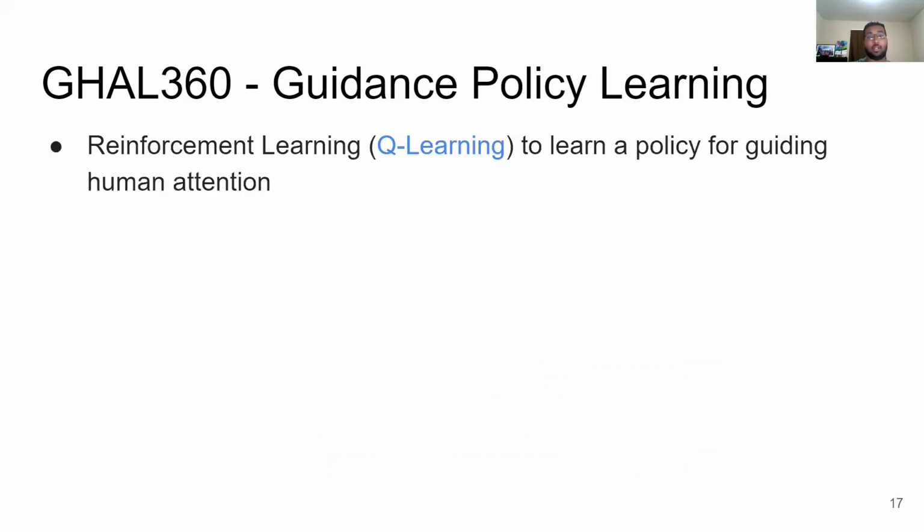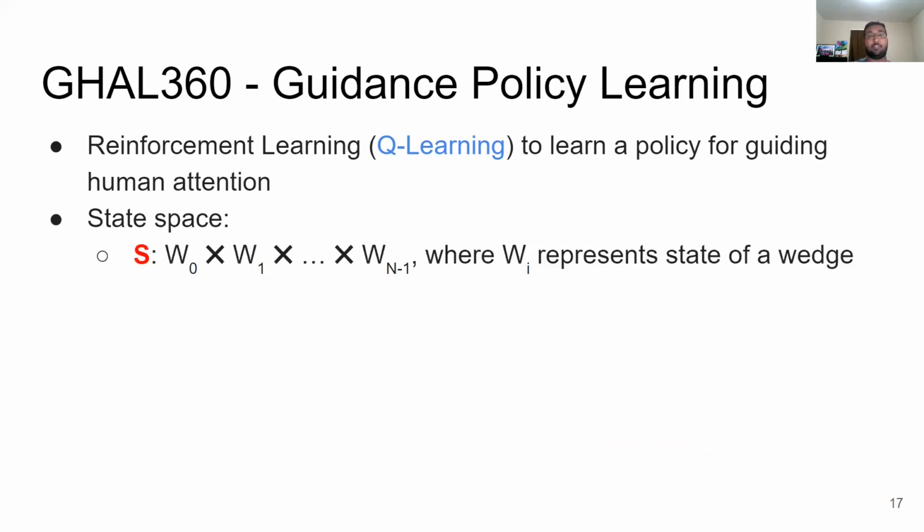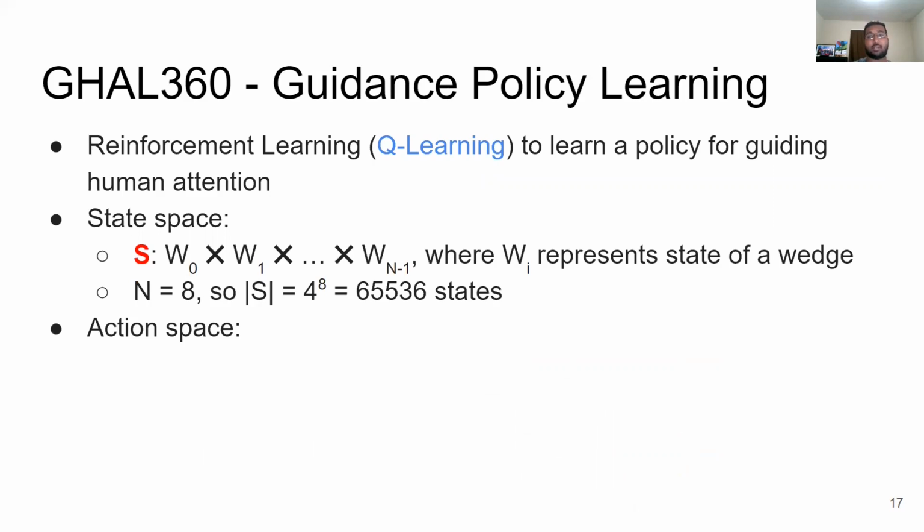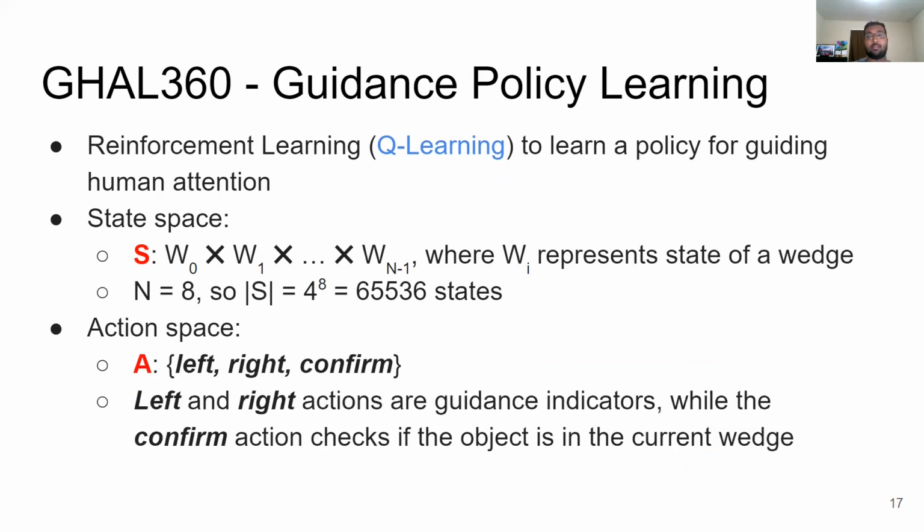We use reinforcement learning, specifically Q learning, to learn a policy for guiding human attention. The state space represents the state of every wedge. Since we have 8 wedges and each wedge can have 4 different values, we have 4 to the power 8 different states. The action space consists of 3 actions: the left action, right action, and the confirm action, where the left and the right actions are indicators, whereas the confirm action checks if the object is in the current wedge or not.